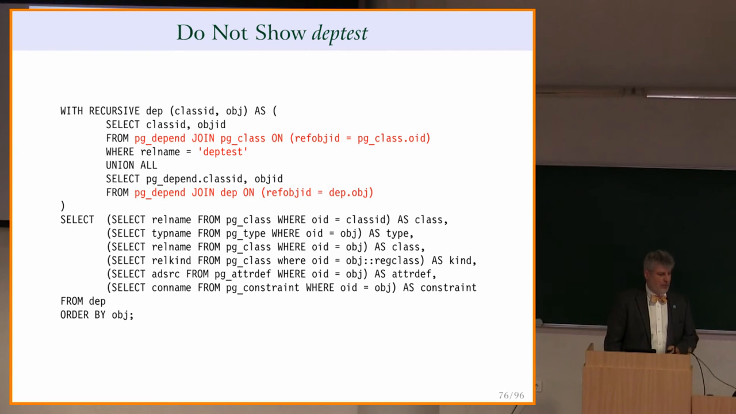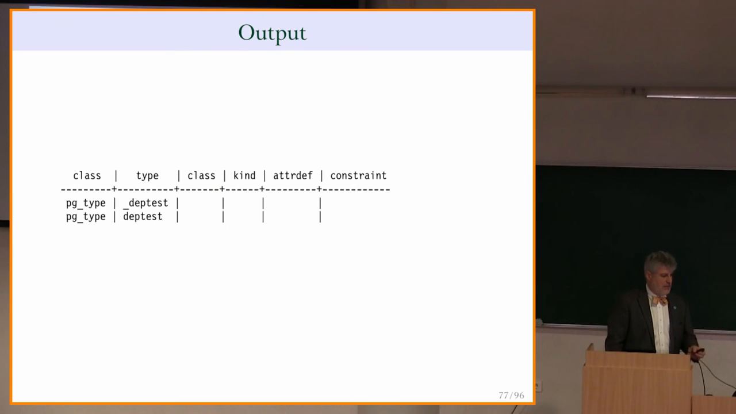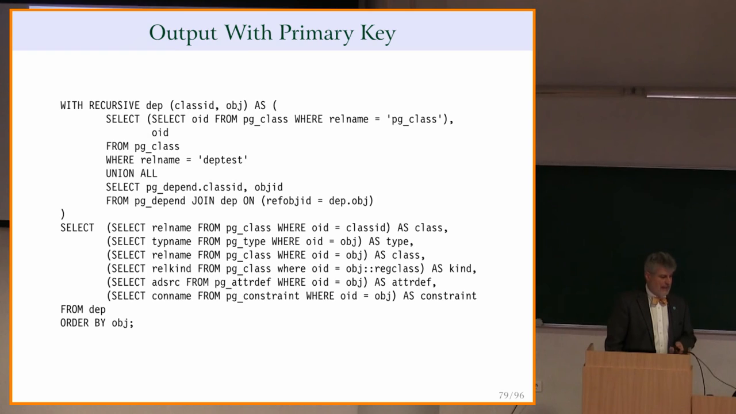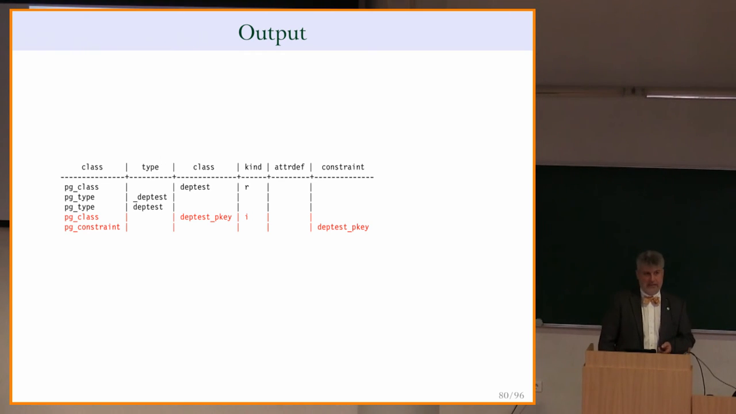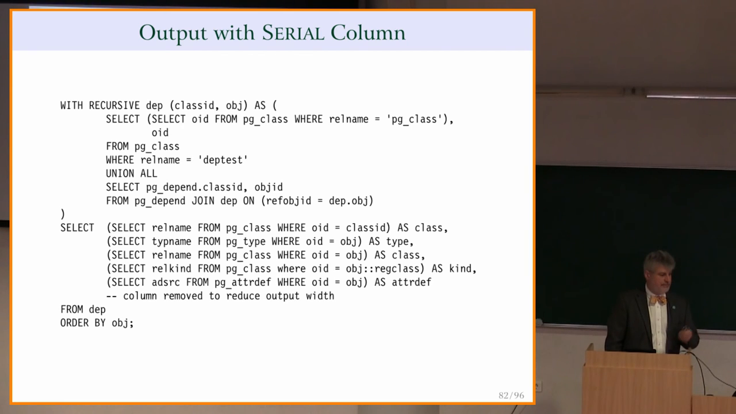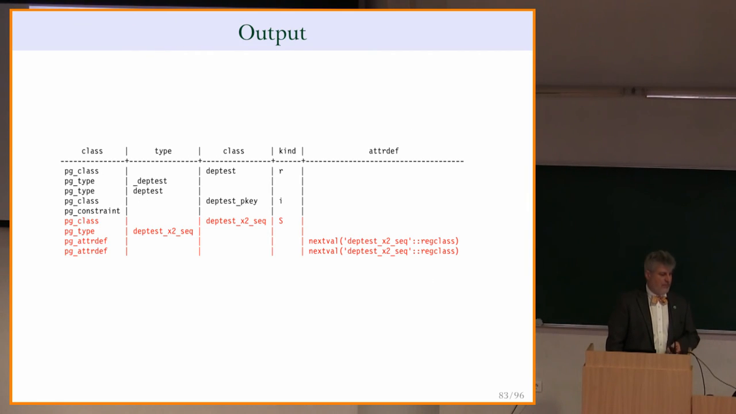If I don't want to see the object itself, I just want to see the things it depends on, I can remove that from appearing and effectively just get the two dependencies. And if I create a primary key on the table, you can actually see with this query that I get two new dependencies. All right, so this is using Postgres as an example of common table expression to show you the dependencies through the graph. Okay. If I add a serial column to the table using the same query, I now have four new dependencies. Okay. Again, same query. I'm just running through the dependency graph that's processed inside of Postgres.